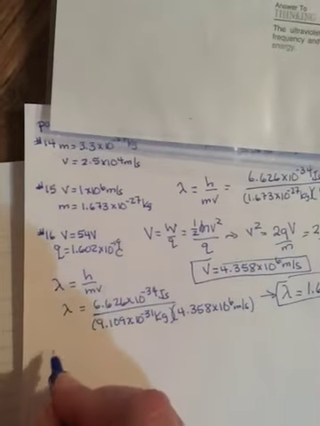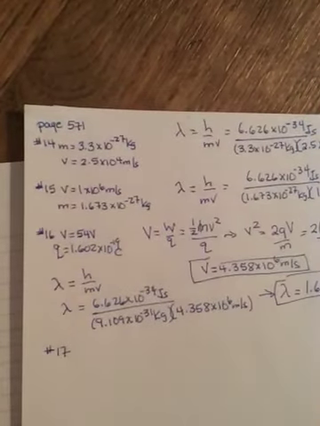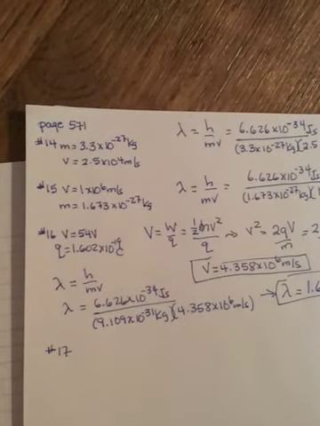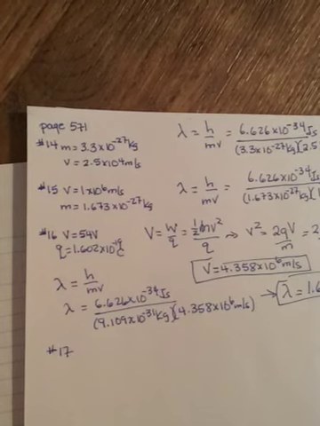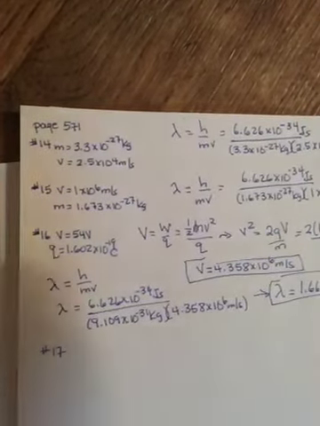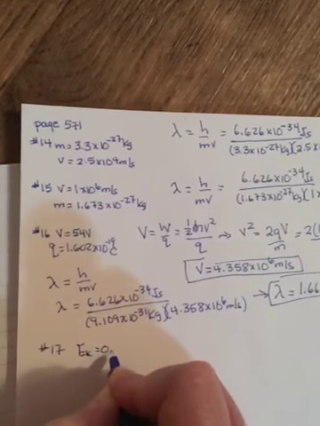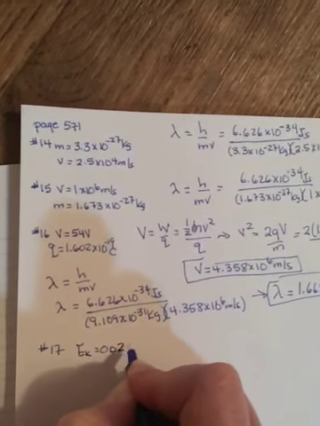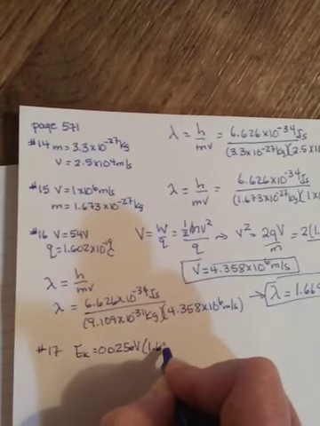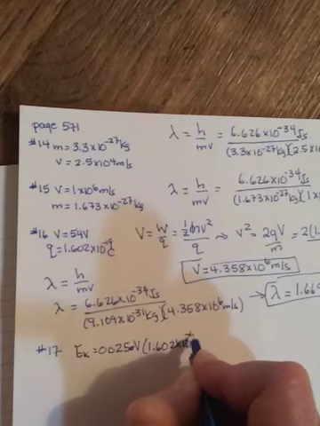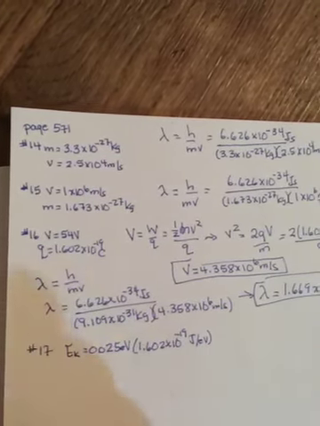All right, number 17 says a neutron is held in a trap with a kinetic energy of only 0.025 electron volts. What is the velocity of the neutron? So it's telling you the EK is 0.025 electron volts, which of course you have to change to joules. So 1.602 times 10 to the negative 19 joules per electron volt. And then it wants the speed.